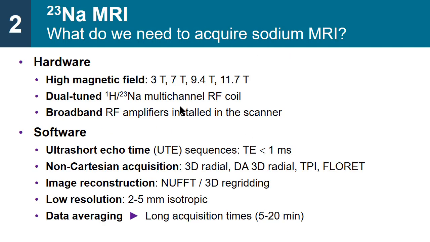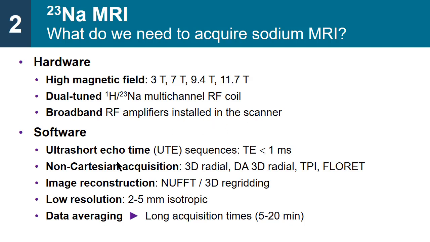So what do we need? For sodium, the signal is very low, the receptivity is low. So we need high field, which is better; 7T is pretty good. We need dual-tuned coils that are tuned to the right frequency, and it's always nice to have the capability to have proton, to co-register your proton images. And you need some broadband RF amplifiers installed in your scanner.